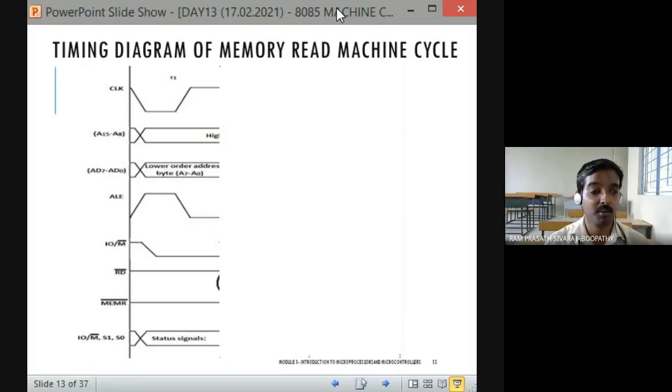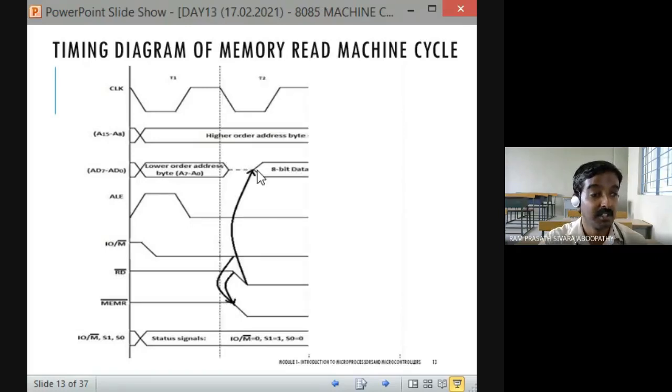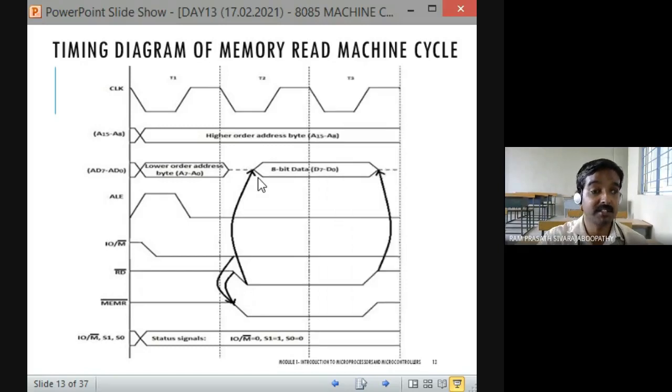Very good. Correct? ALE low lay maintain agudhu. Fine. IO/M bar, it is maintaining low. Read bar enakku enna agudhu paru. It is getting activated during T2 state. Once it got activated, memory read bar signal is also generated. So the 8-bit data from the memory is available in the data bus now. During T3 state, that particular data is getting stored into the specified register internally.